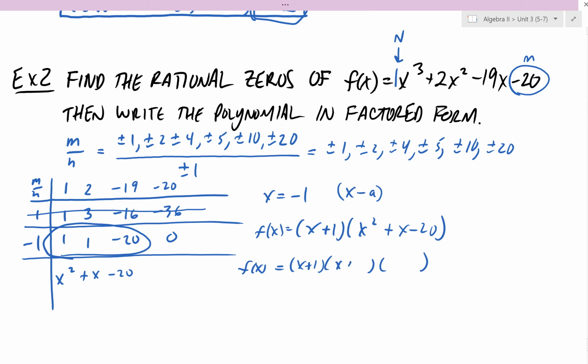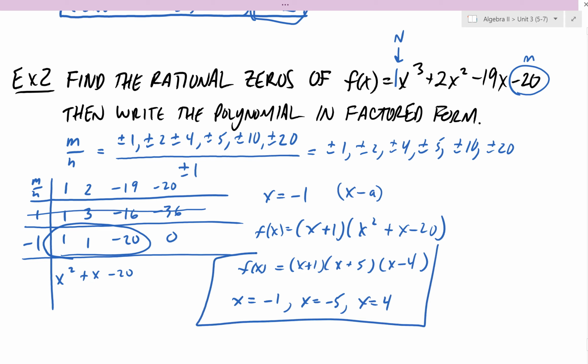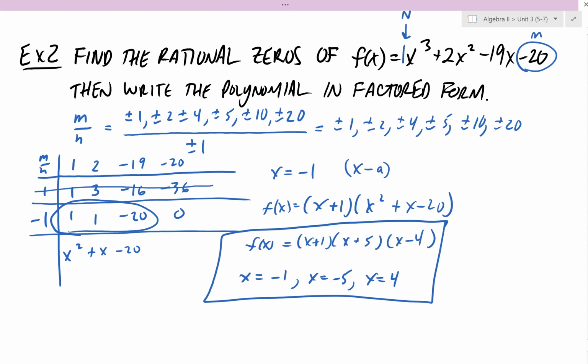X plus 5 times x minus 4. Does everyone agree with that? Okay, so we have it in fully factored form, and our zeros are x equals negative 1, x equals negative 5, and x equals positive 4. So we have our factored polynomial, and we have our 3 rational zeros. Any questions?